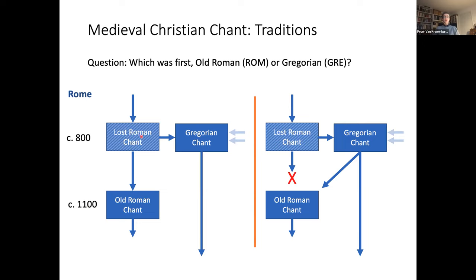And these Roman chants were used around 800 to create Gregorian chant. Another possibility is that the original tradition of Rome ended, was lost, and the manuscripts we find from Rome around 1100 are actually a continuation of the Gregorian chant that was constructed around 800. We don't know this. So there are different opinions and different hypotheses about that. And this, just as an illustration, is one of the open problems in studying the history of chant.